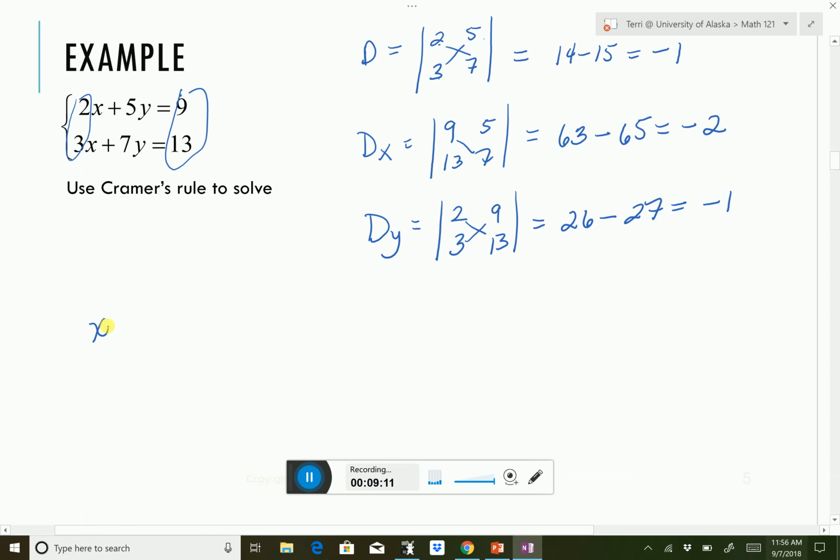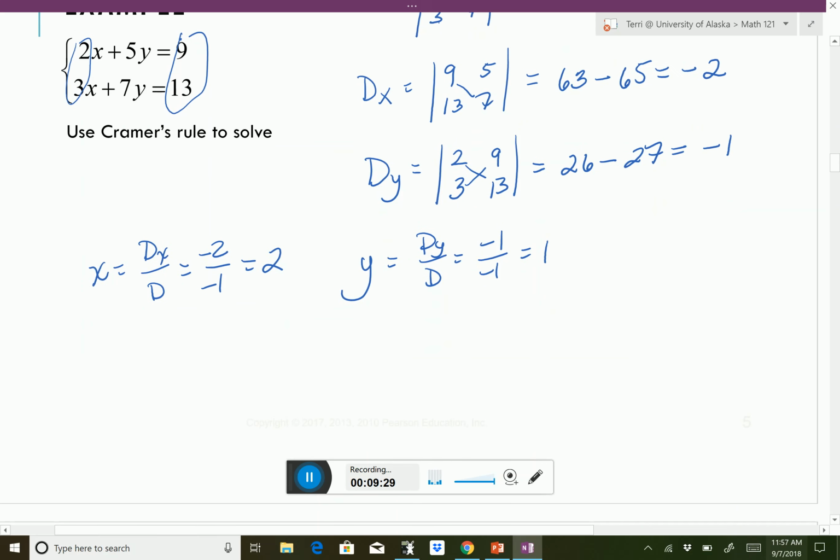So now we know that x is dx over d. So it's -2 over -1, which is now a +2. And y is dy over d, which is -1 over -1, which is 1. Very similar to the last one. So let's see if we're right. Let's check this and see if we're right.